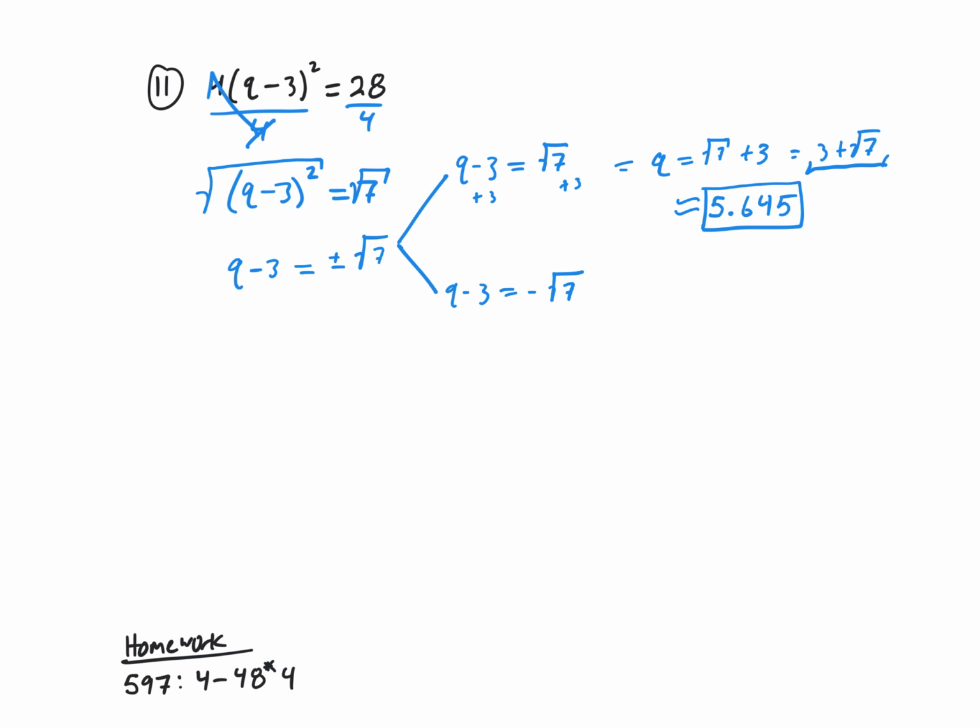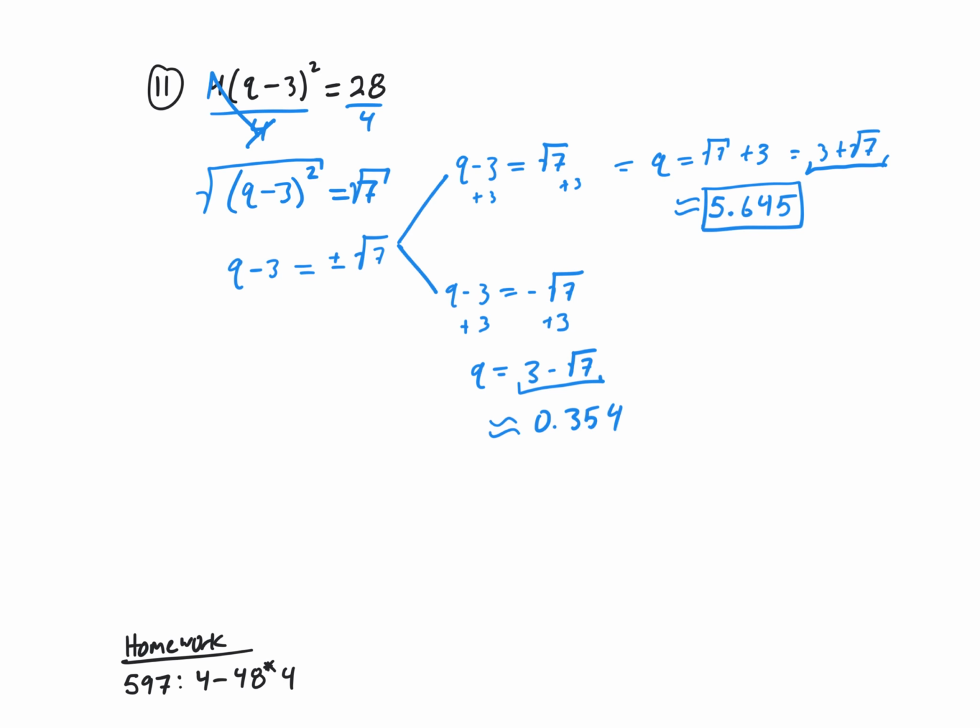Now let's look at this other one. Again, I'll need to add 3 to both sides. So that means I'm going to end up with q is equal to 3 minus the square root of 7. So again, that would be an exact answer like this. Or I can approximate it and plug that in my calculator. And I get 0.354.